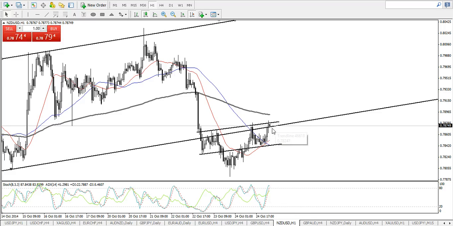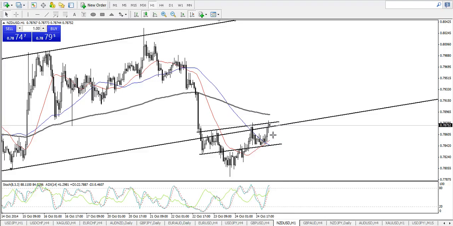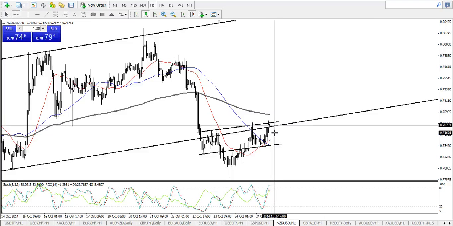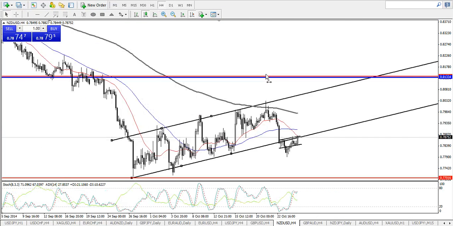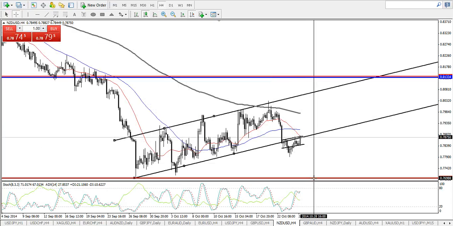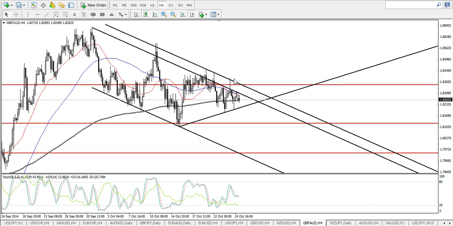But if it fails and starts to come down, forming a confirmation over here, then the possibility is that this inverse head and shoulder might be invalid and price will just depreciate further, back to the bottom, I believe, or rather the previous low at 0.7700. So that's for New Zealand against the US dollar. And finally, we shall take a look at the pound against the Australian dollar.